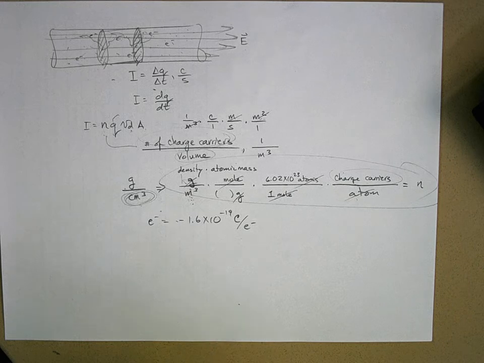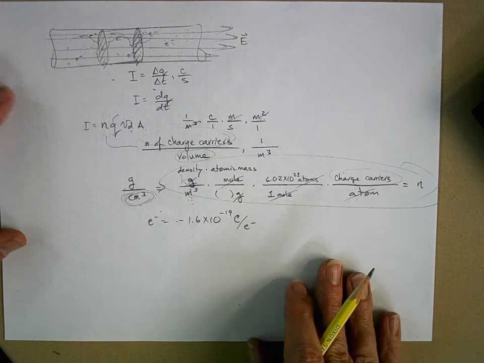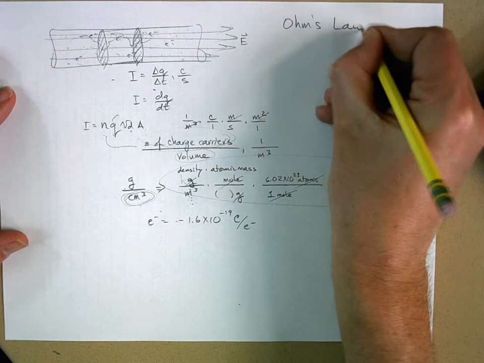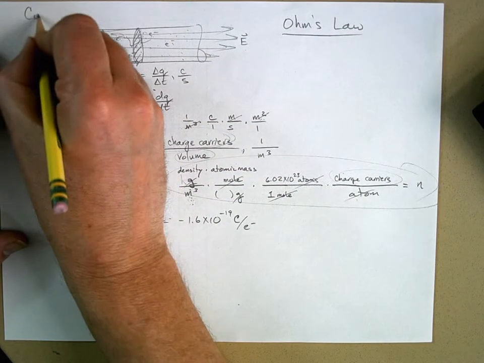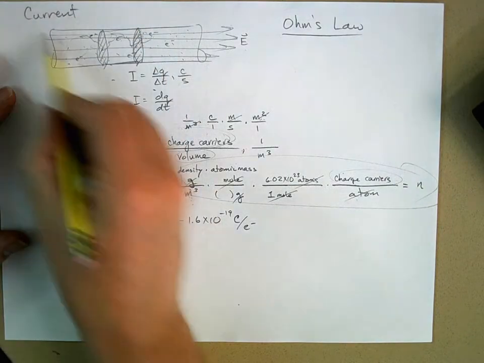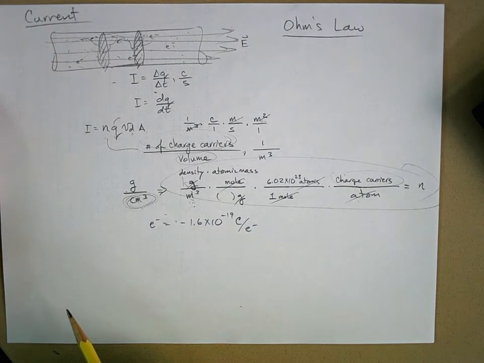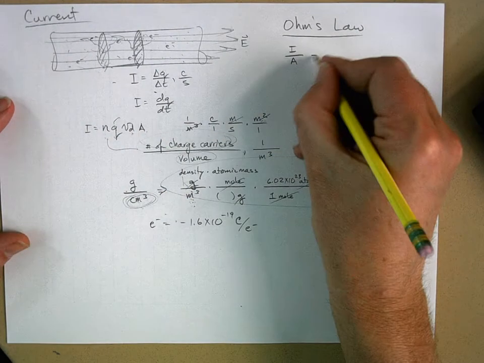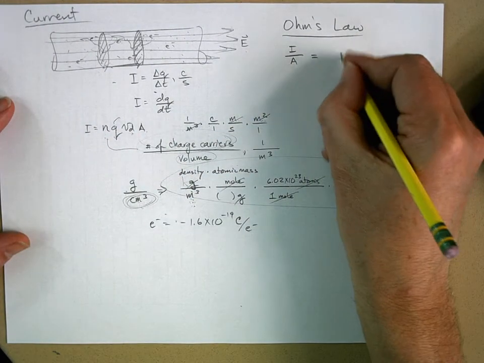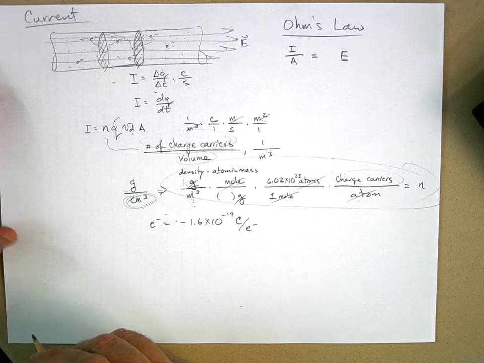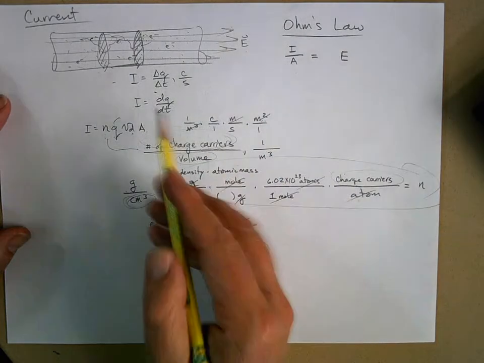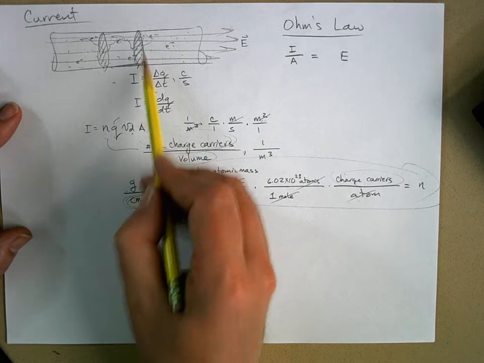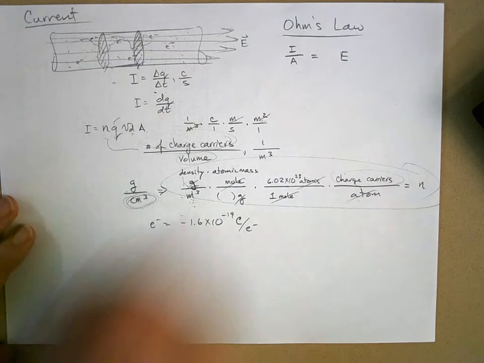Okay, now let's get to Ohm's law. Let's look back at Ohm's law. This was all about current over here. One way of expressing Ohm's law is to say the amount of current I get per unit area is directly proportional to the electric field. That is, if I double the field, I will double the number of electrons flowing through that cross-sectional area per unit time.